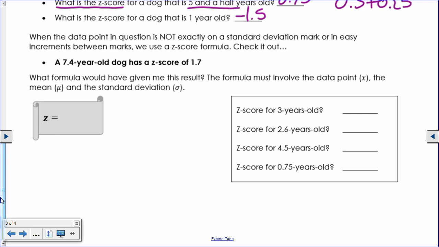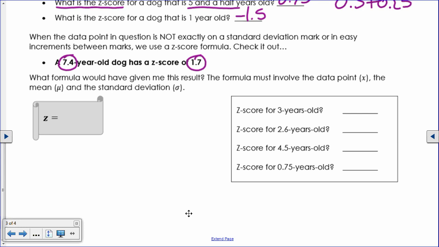Right? And it was very, very small, and I showed it to you guys, probably didn't see it. I want to see if you guys can figure it out on your own. So I'm telling you that the actual age is 7.4, and then I'm telling you that the z-score is 1.7. I want to see if you guys can figure out what the formula is. I'm messing around with some numbers. I want to see if you guys can figure it out.